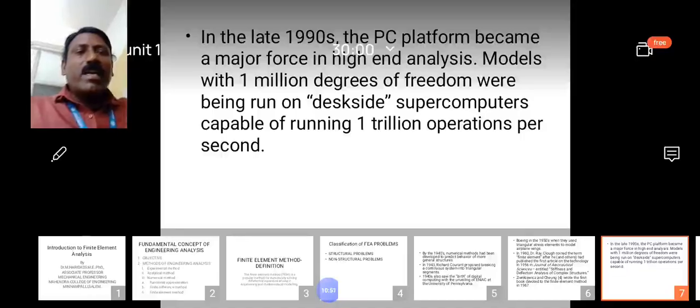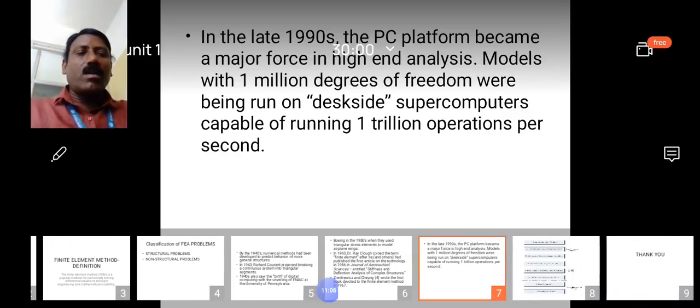In the late 1990s, the PC became a major force in analysis. Models with a million degrees of freedom were being run on desktops. Supercomputers were capable of running 1 trillion operations per second. This is the history of the finite element method.